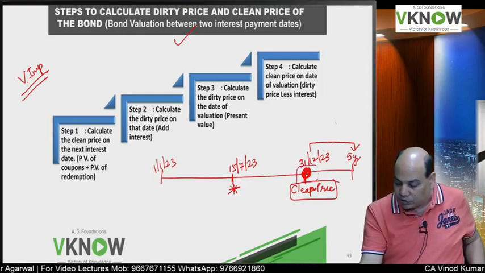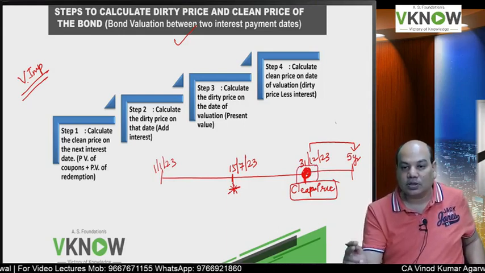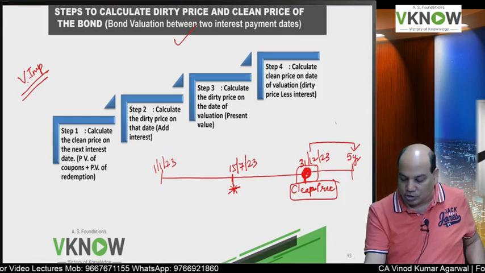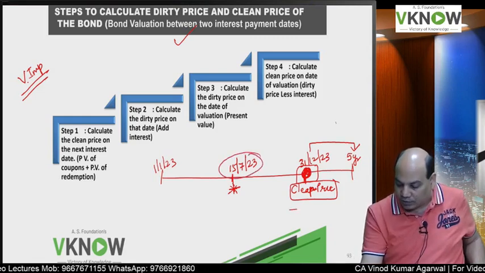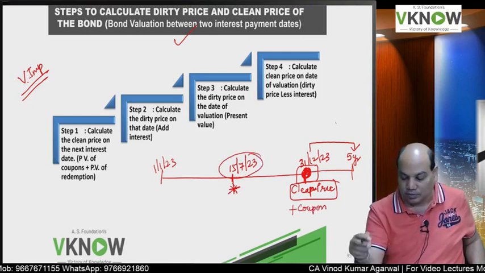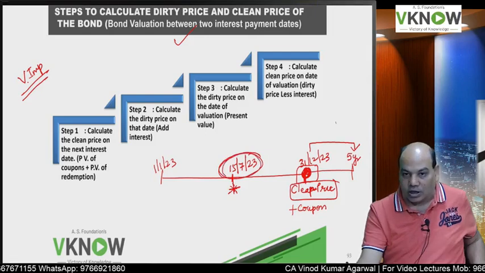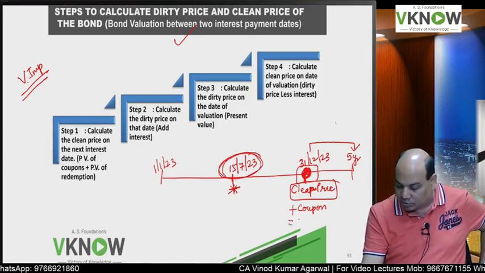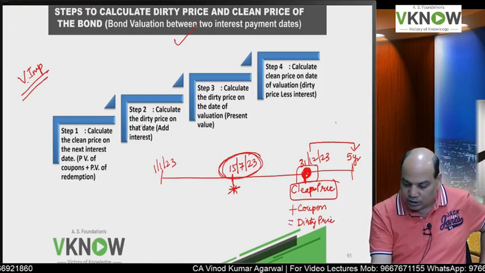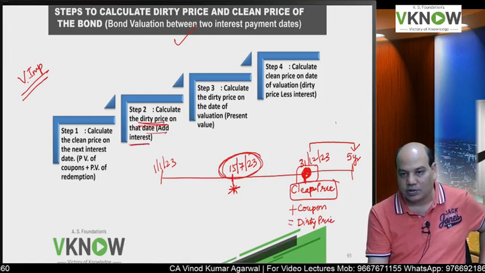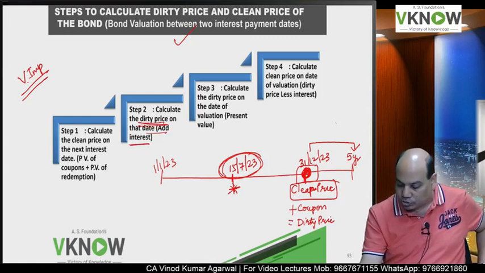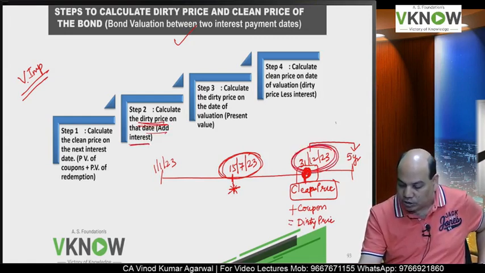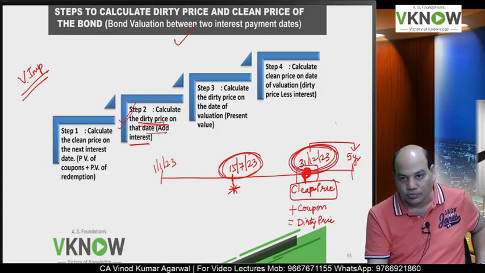But this coupon is also pending. December 31st coupon is also pending because I am standing here. So I will add the coupon of 31st December. If I buy a bond here, I will get the coupon of 31st December also. So I will add the interest and I will get the dirty price. This is my step number 2. So I got the dirty price on 31/12/23, and I have completed step 2.